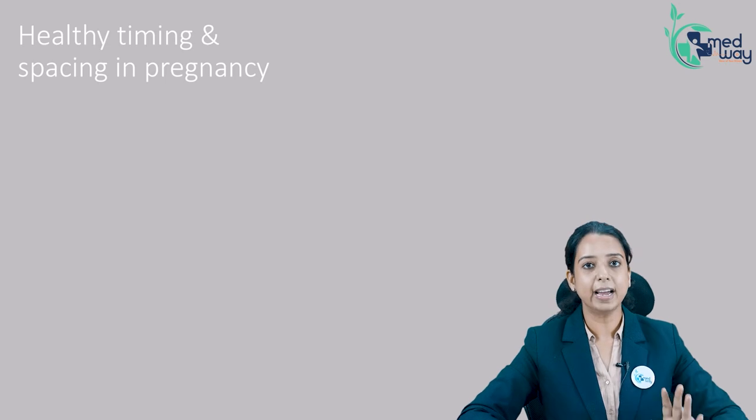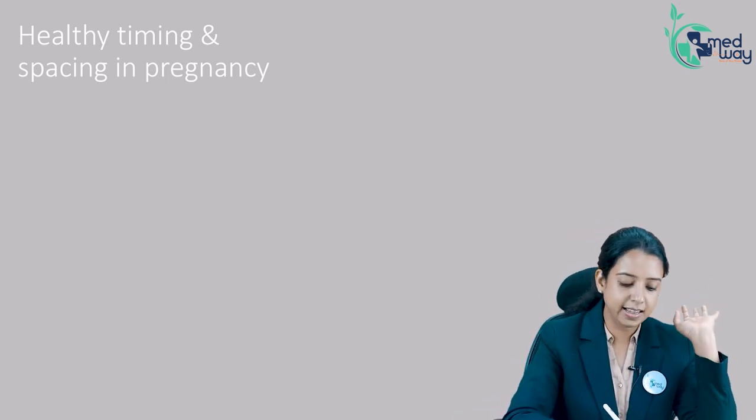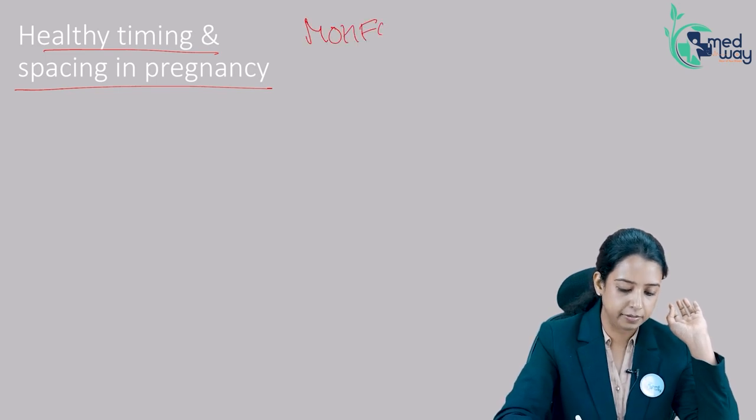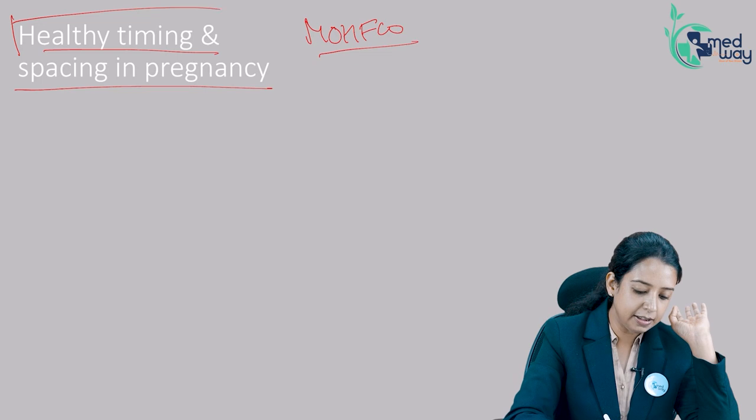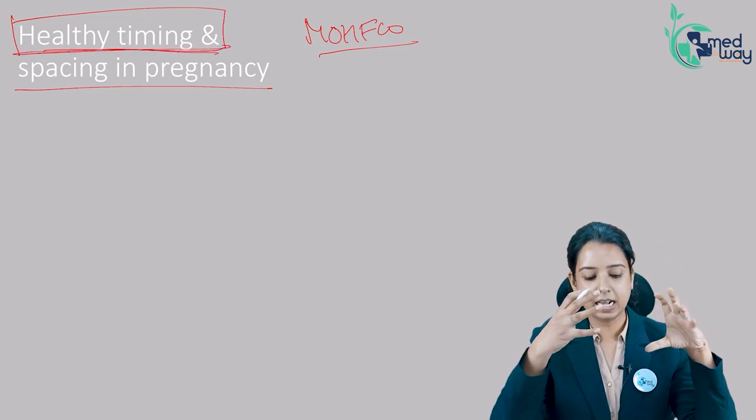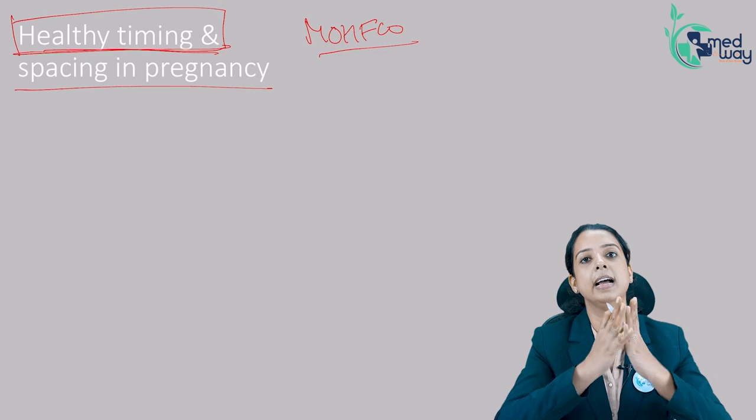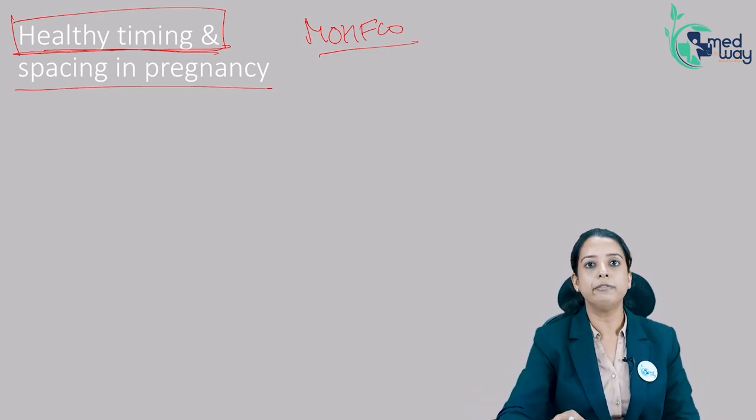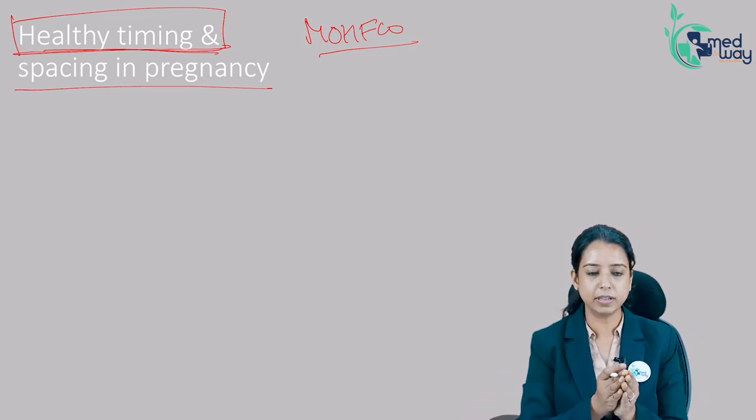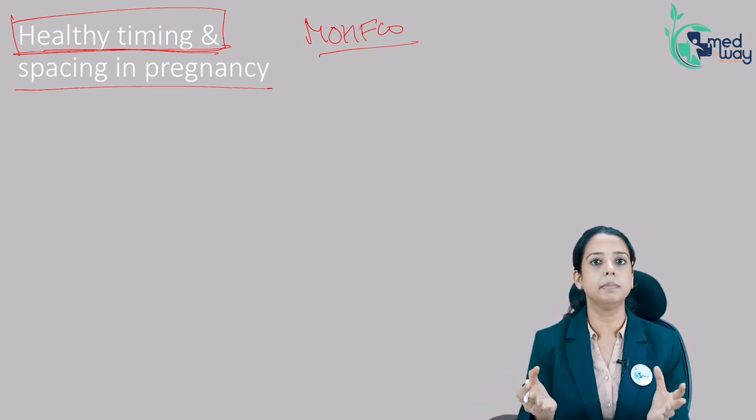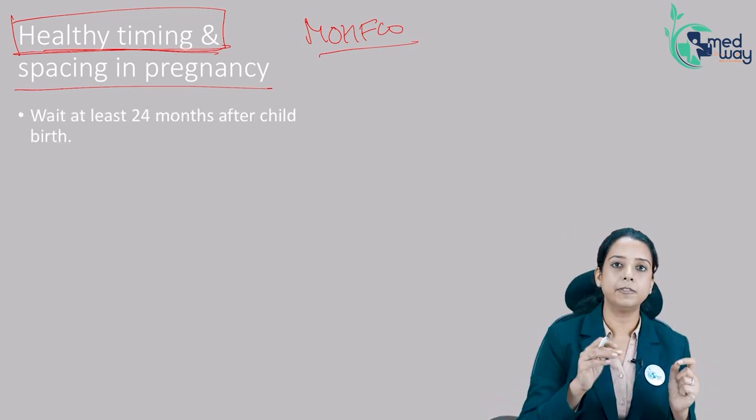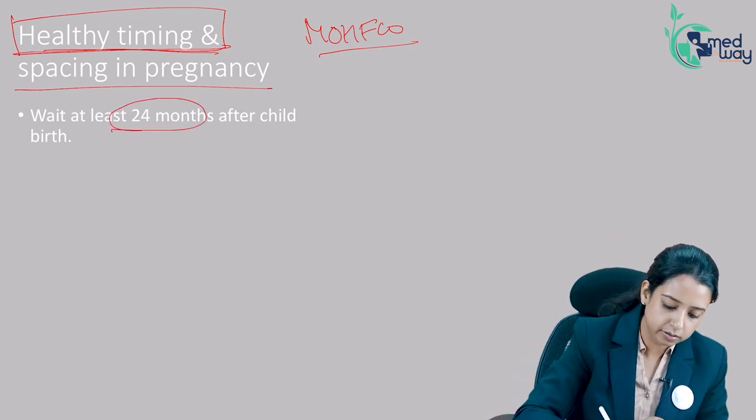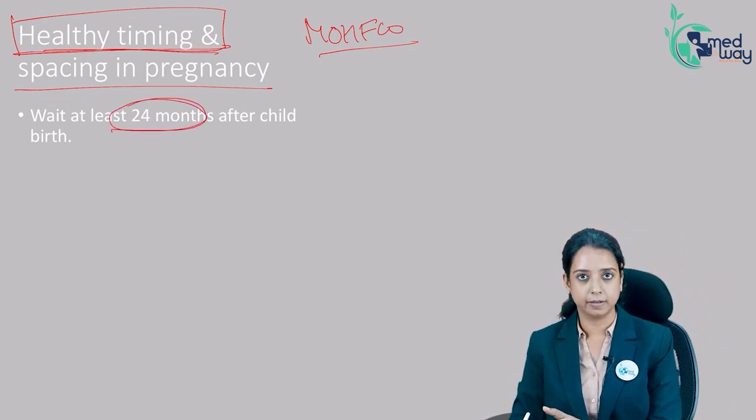Now, we have come to the end. We have discussed everything. There is something called healthy timing and spacing in pregnancy, given by the Ministry of Health and Family Welfare. These are not strict guidelines to be followed, but they describe what we consider healthy timing. If a woman comes to me and says I have one child, how long should I wait before giving birth to another child? There has to be some healthy spacing. So, how does the government decide healthy spacing? They say after having one child, wait for at least 24 months, at least 2 years, for another child. So, that is considered a healthy spacing.